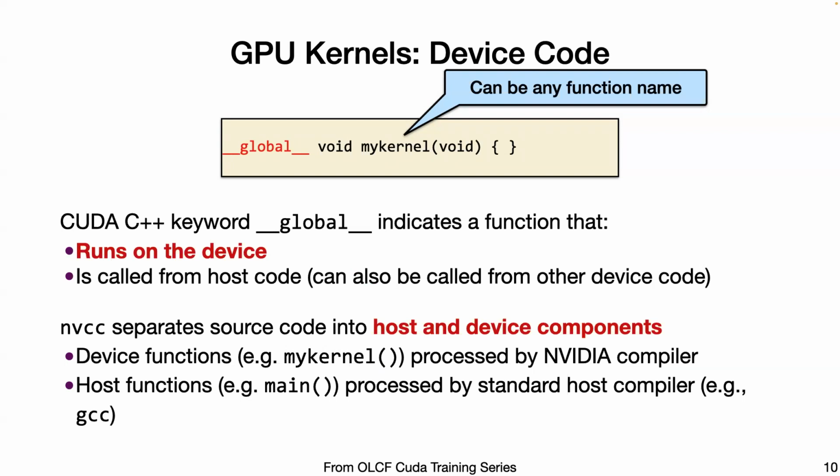The compiler is called NVCC, which separates your source into host and device. The device functions get processed by the NVIDIA part, and the host functions, like main and any other host functions you write, get processed by your regular host compiler like GCC. The compilation happens in multiple steps, so the NVIDIA part gets compiled separately from the main part.